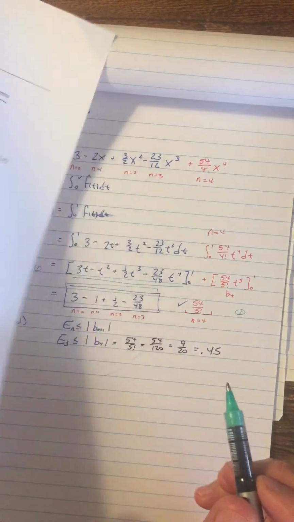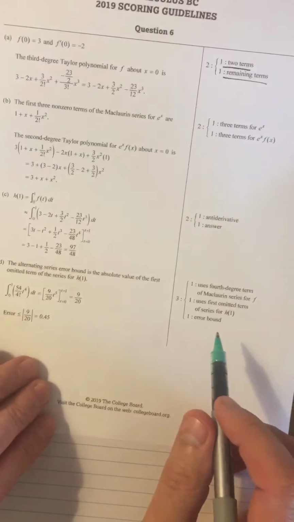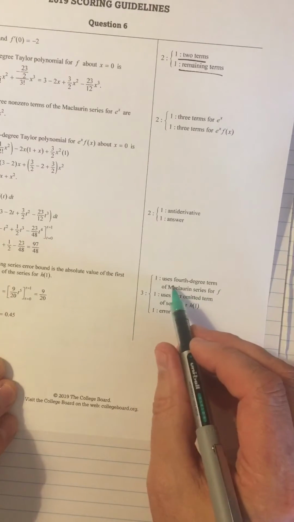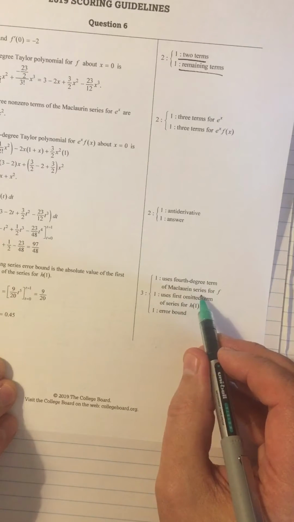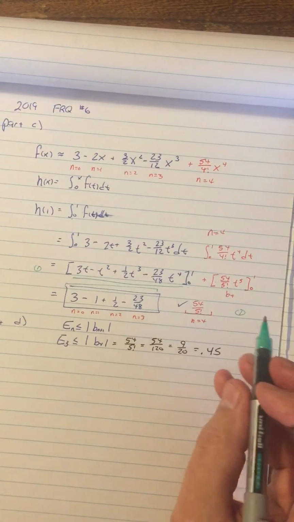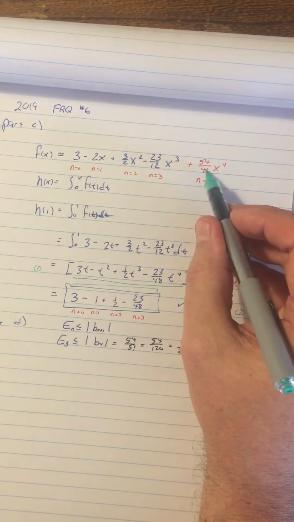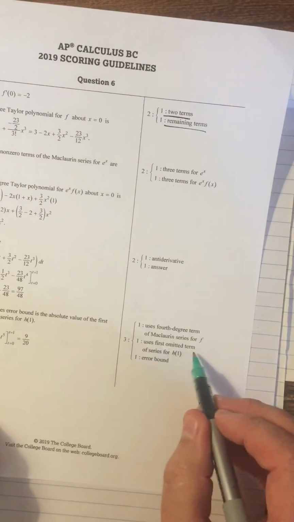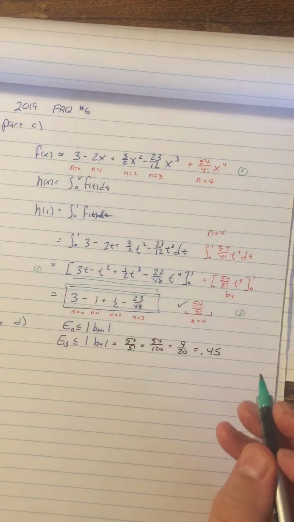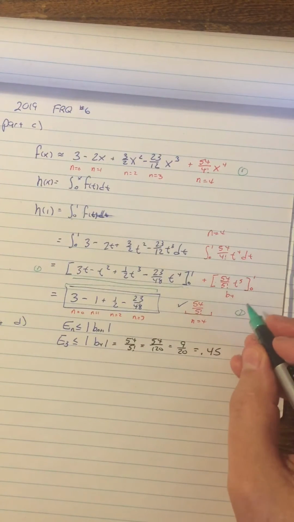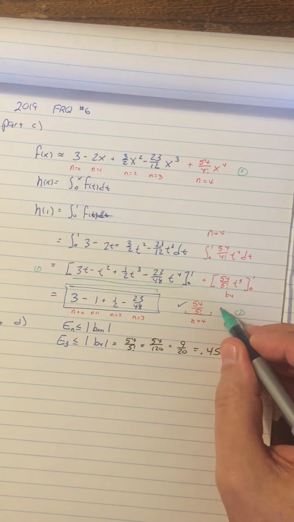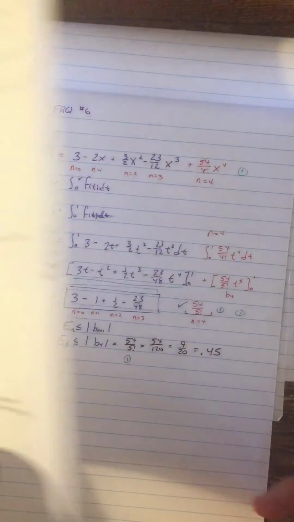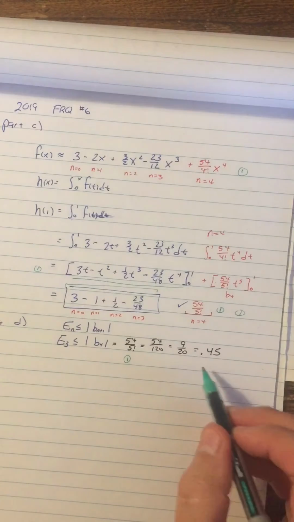And then for the third point, which they consider to be the most complicated, even though it's clearly the shortest, uses the fourth degree term of Maclaurin series for f. So I guess that means that as long as we came up with this somewhere, we get 1 point. And then uses the first omitted term of the series for h of 1. So that is probably this one, using that. And then we could also say we put that here. And then our error bound of 0.45.